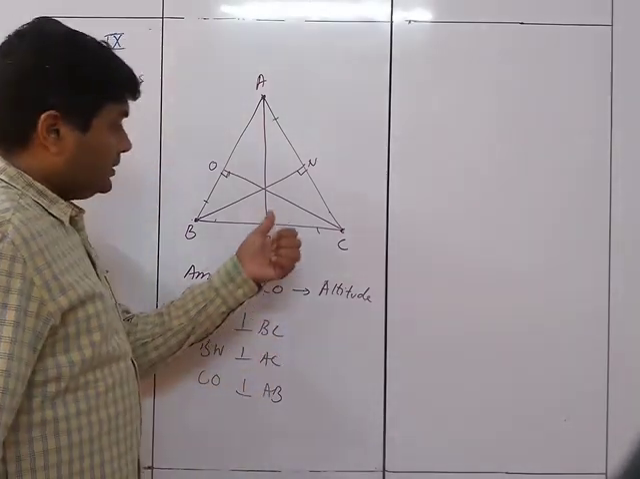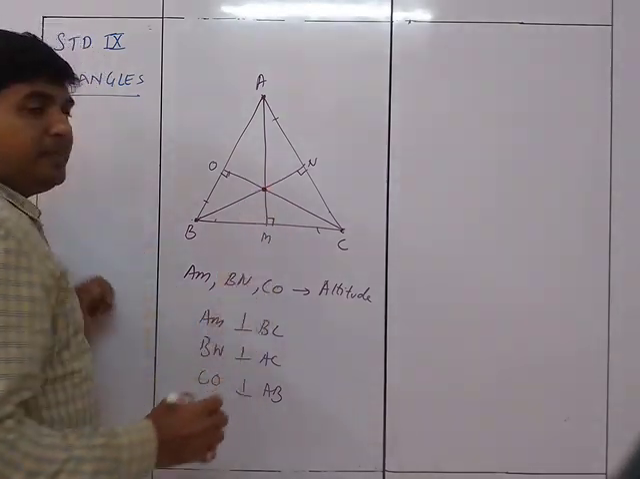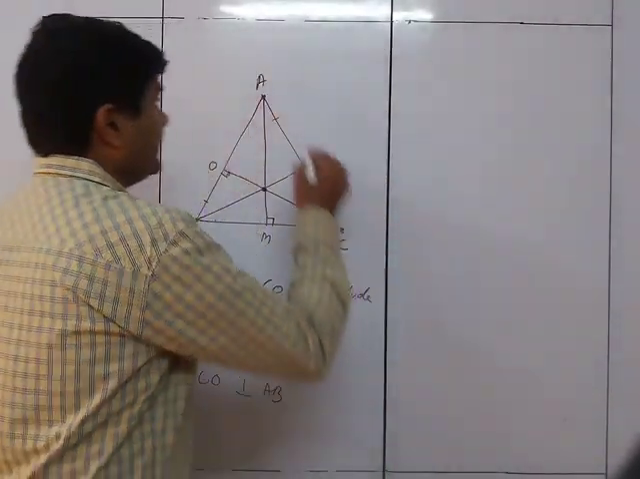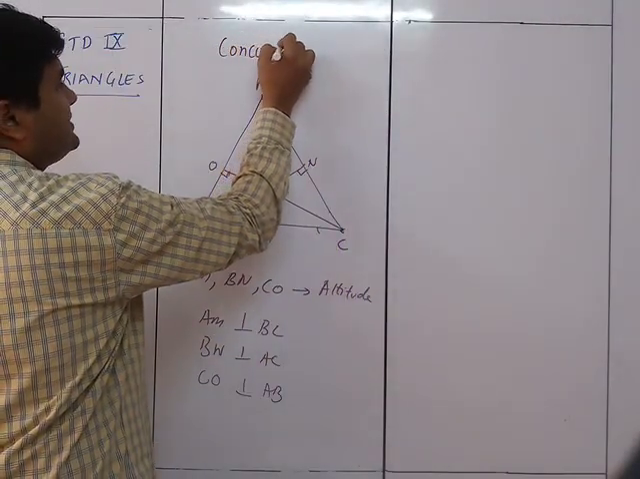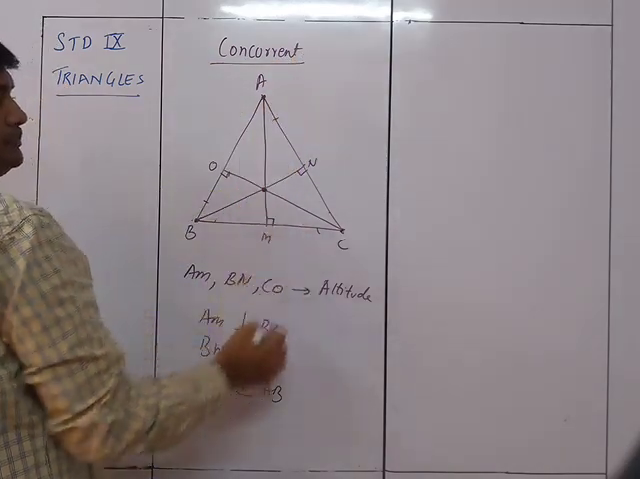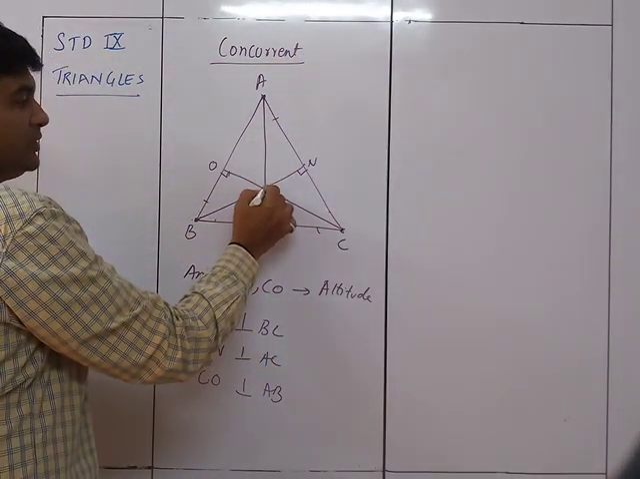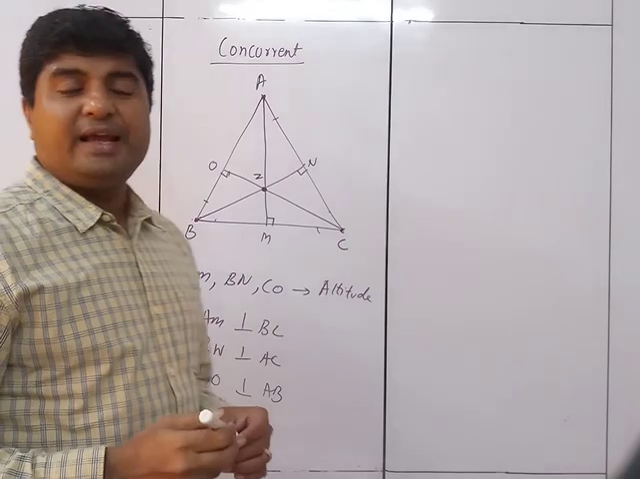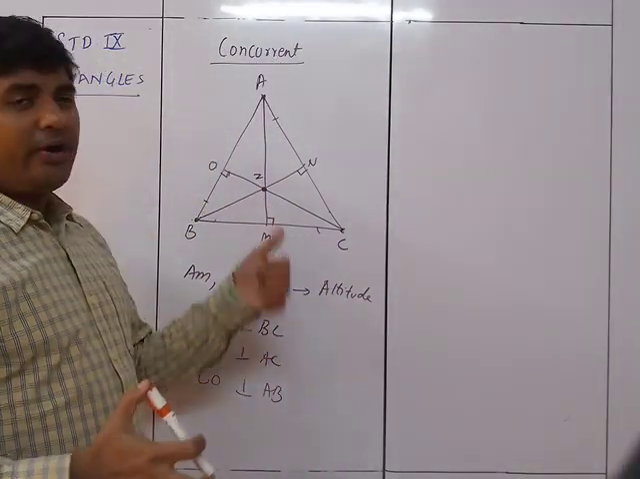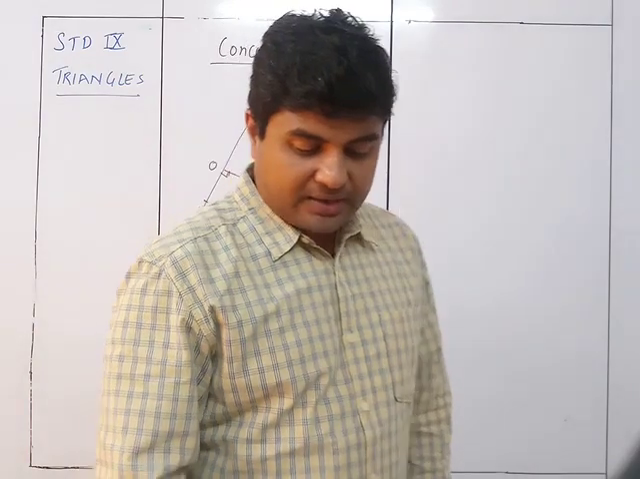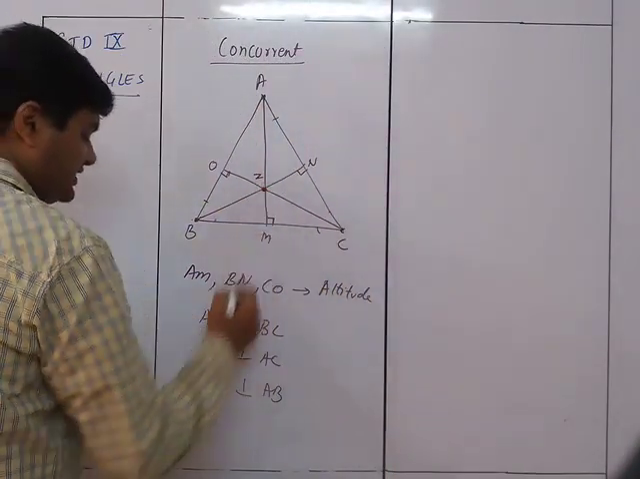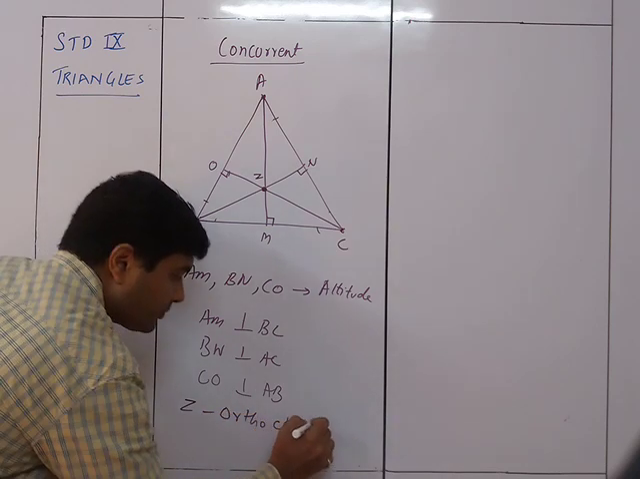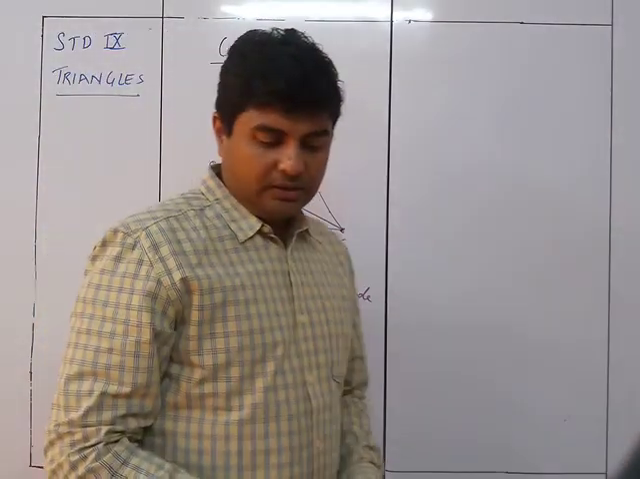And it will always be seen that all these three altitudes are concurrent. What do you mean by concurrent? Concurrent means passing through the same point. So I can take this point, let's take it as Z. So Z is the particular concurrent point over here, and that point of concurrence is called the orthocenter. So Z is the orthocenter.